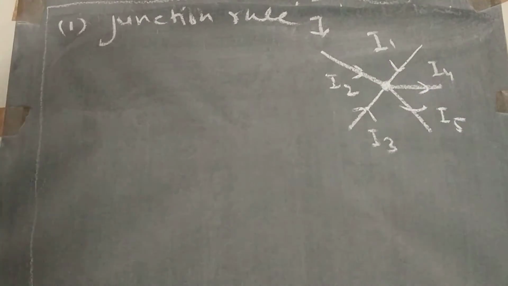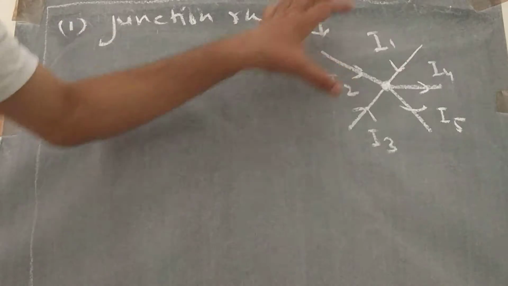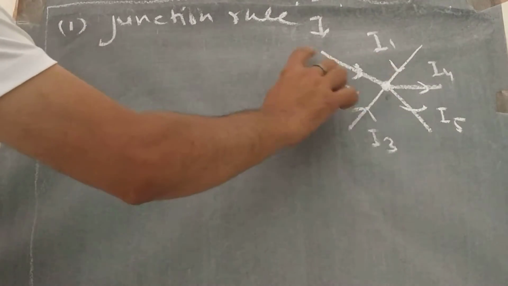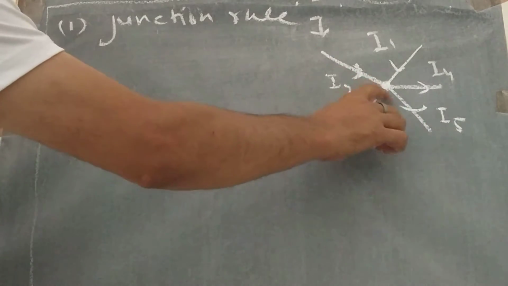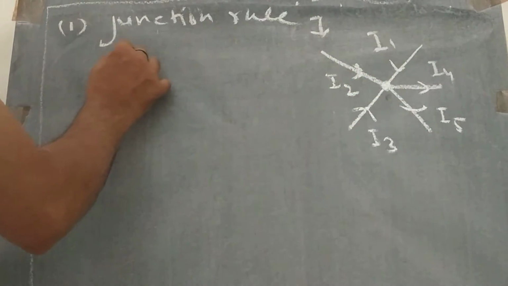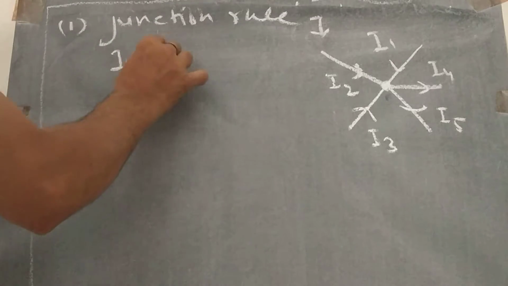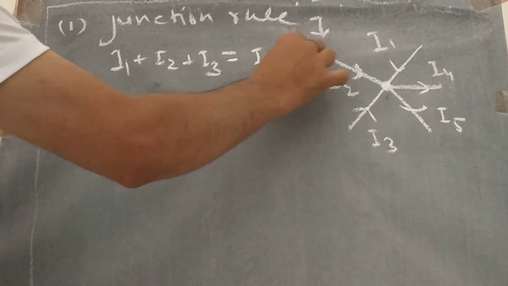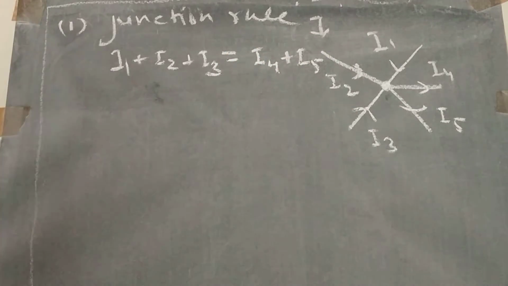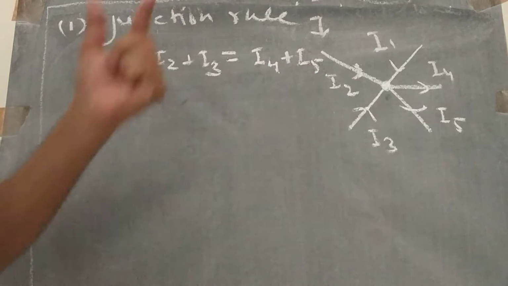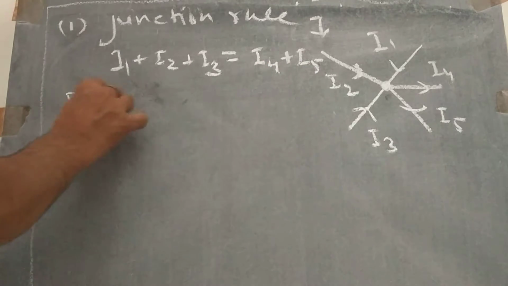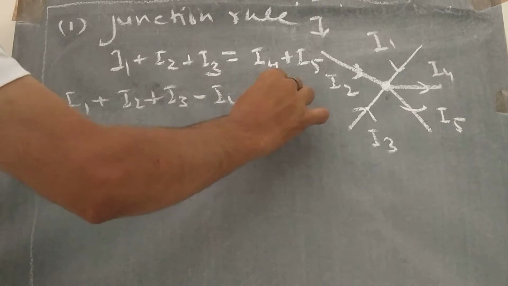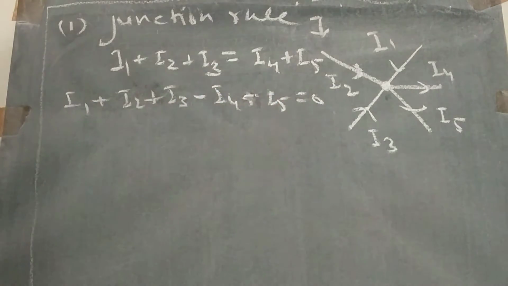This is the junction and here is the number of currents meeting at this junction. So here it simply means incoming currents must be equal to outgoing current, that is I1 plus I2 plus I3 must be equal to I4 plus I5. Incoming current equals outgoing. This implies I1 plus I2 plus I3 minus I4 minus I5 equals 0.